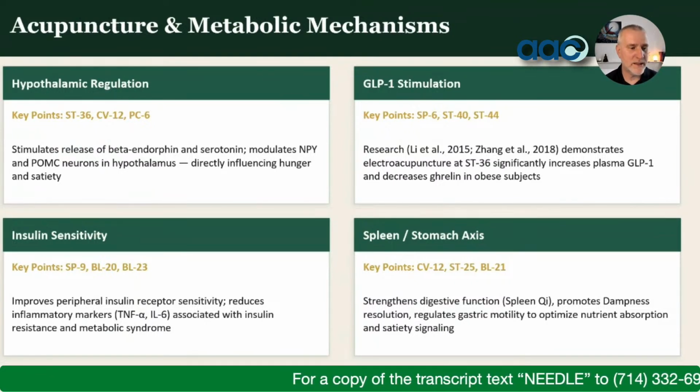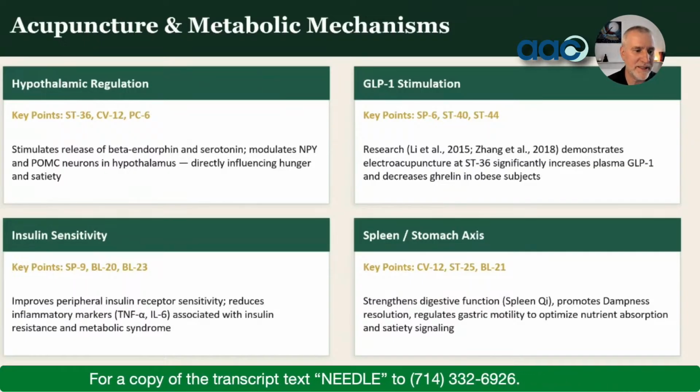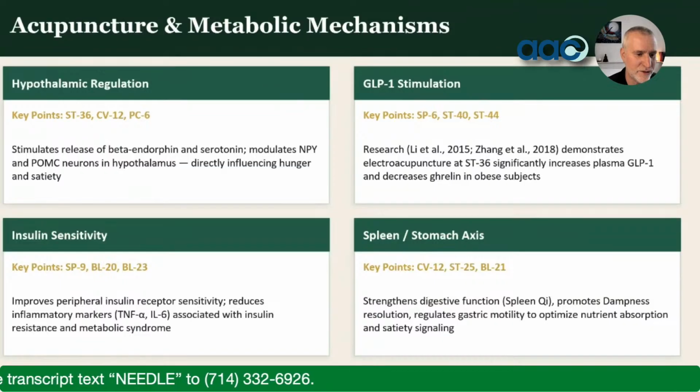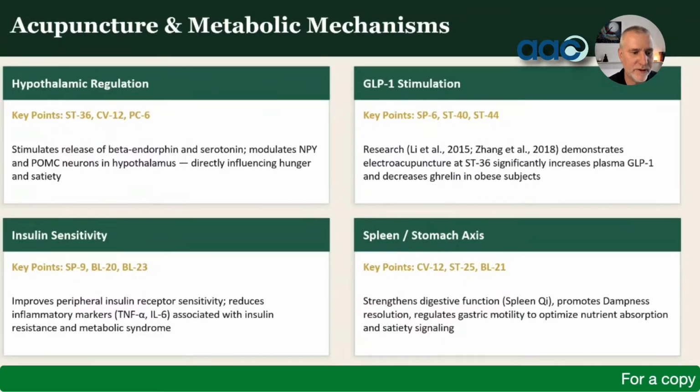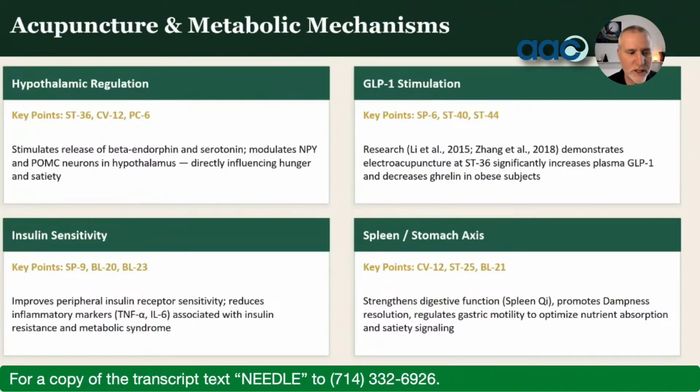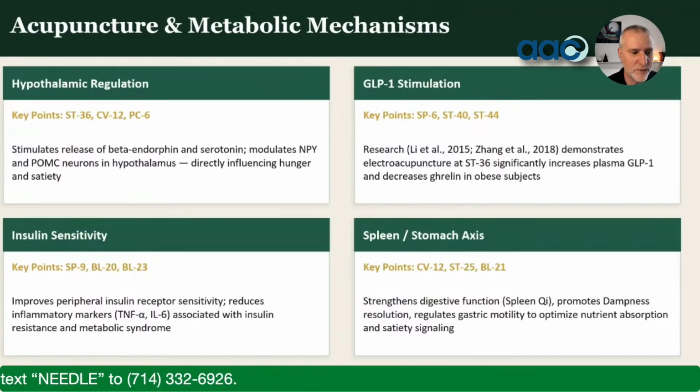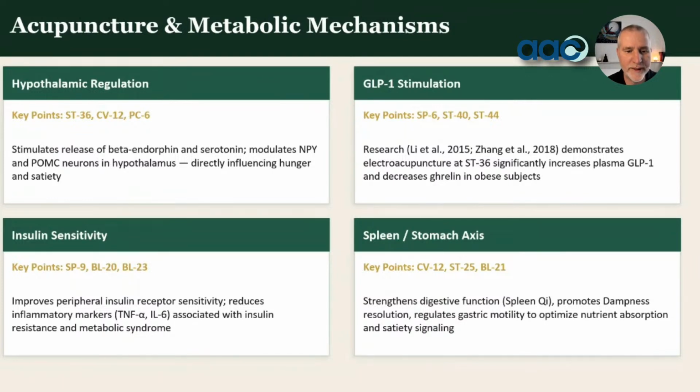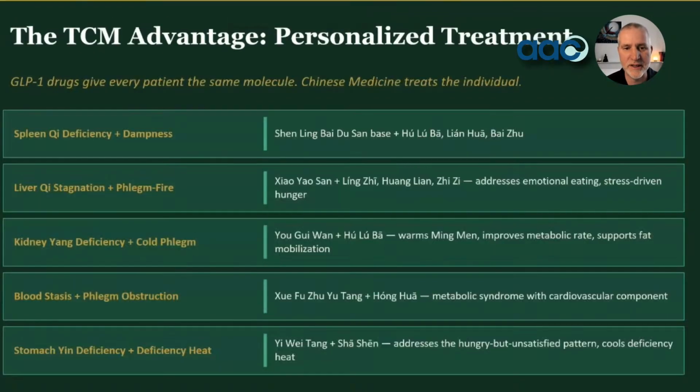For insulin sensitivity, we use points like spleen 9, bladder 20, and bladder 23. It improves peripheral insulin receptor sensitivity and reduces inflammatory markers, which might be associated with some insulin resistance and metabolic syndrome. Again, we know that these points have a strong effect on our digestive system, and there are studies that show us that.